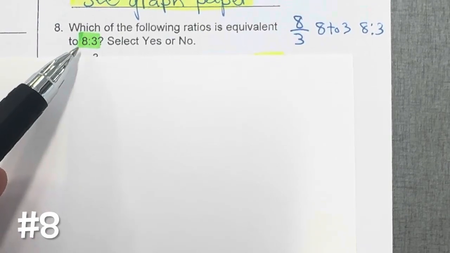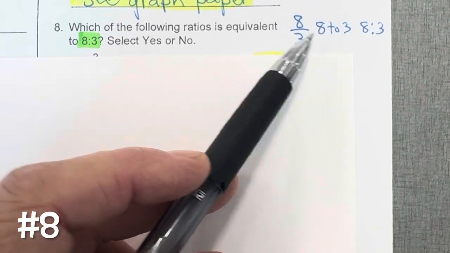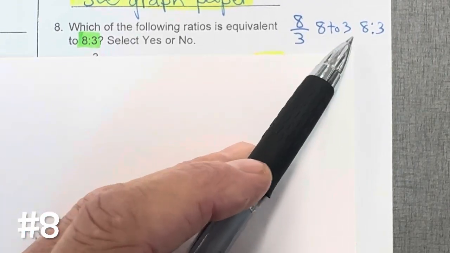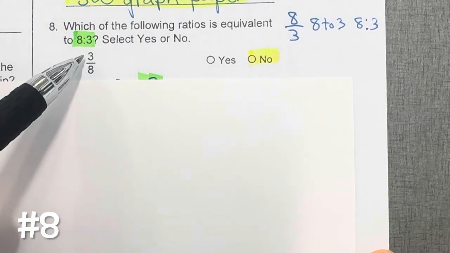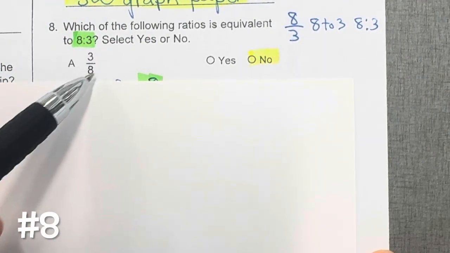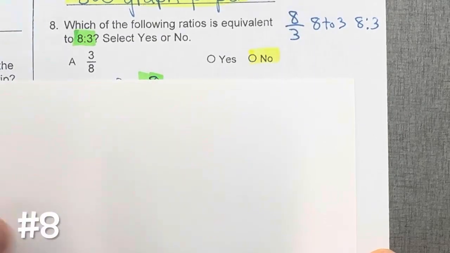Number 8, which of the following ratios is equivalent to 8:3? So these are the 3 ways you can write 8:3, 8:3, and 8:3. And so this is 3/8. That's the reciprocal of 8:3. So that's a no.